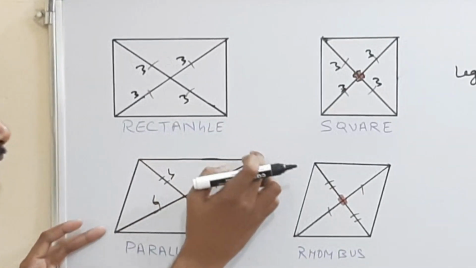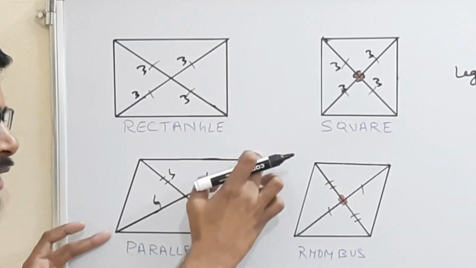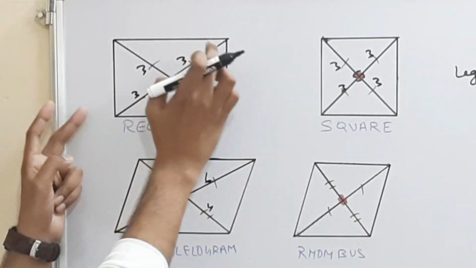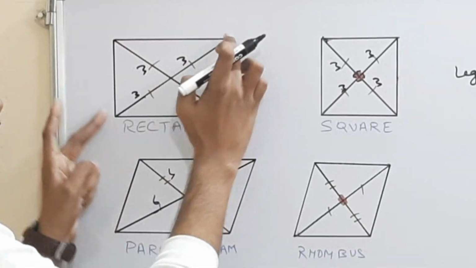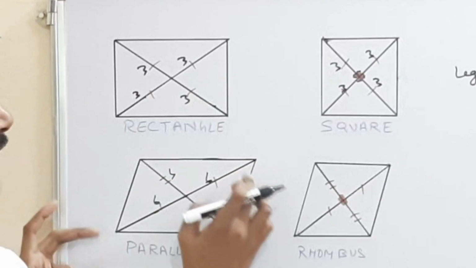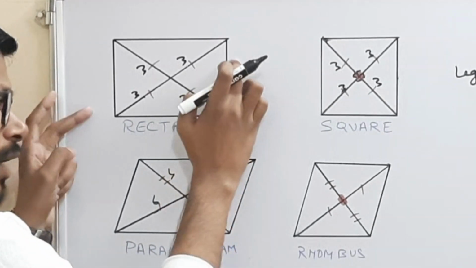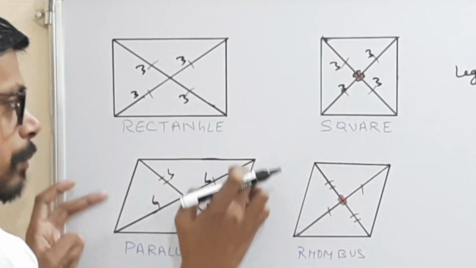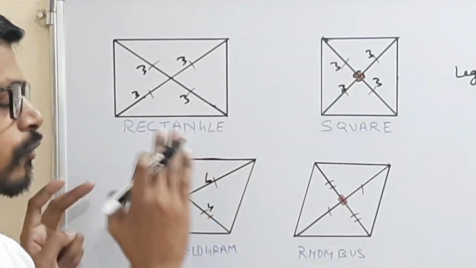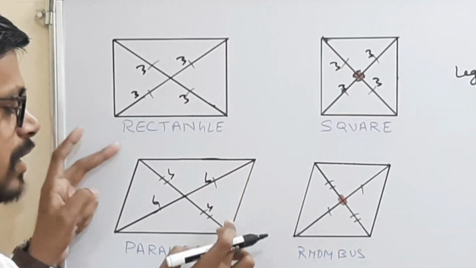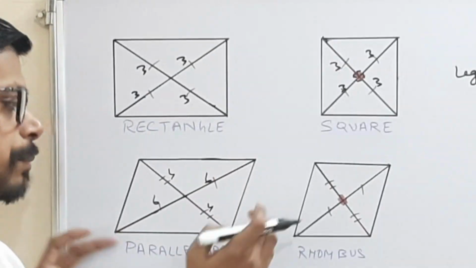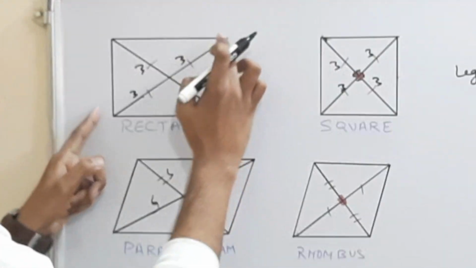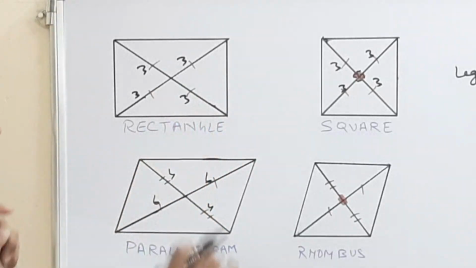Okay. So in a parallelogram, there is no condition that this length and this length have to be different. It may be different or may not be. But in a rectangle, it is fixed that this length and this length have to be equal. So we can say all parallelograms are not rectangles, but all rectangles are parallelograms, because in a parallelogram there is no fixed condition that this length and this length have to be unequal. It may be equal, may not be equal, but in a rectangle it is fixed that this length and this length have to be equal. Okay.